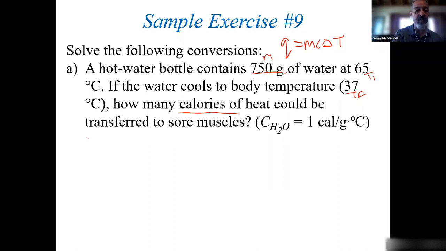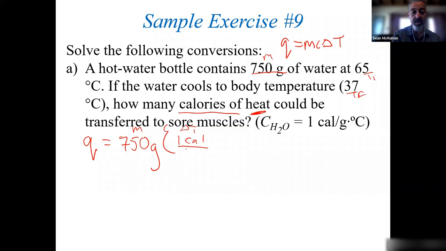So how do I do this? Well, I want Q because I want calories, a form of heat. How many calories of heat? And then I have my mass, which is 750 grams. That's Q equals, so I'm doing Q equals mCΔT. My specific heat in units of calories, because they want calories, for water is 1 calorie per gram degree Celsius. And now my temperature change is 37 degrees Celsius minus 65 degrees Celsius.